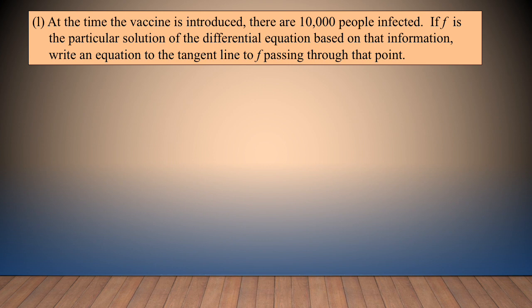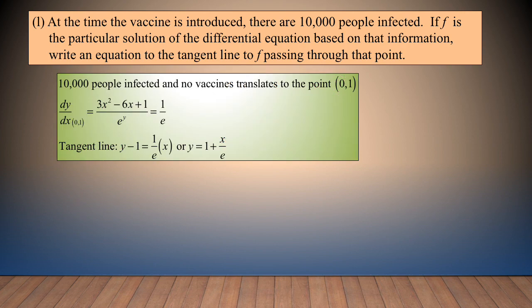Question L reads, at the time the vaccine is introduced, there are 10,000 people infected. If F is the particular solution to the differential equation based on that information, write an equation to the tangent line to F, passing through that point. 10,000 people infected with no vaccines translates to the point (0,1). So dy/dx at the point (0,1) is (3x squared minus 6x plus 1) over e to the y, which turns out to be 1 over e. So the tangent line is y minus 1 is equal to 1 over e times x, or y is equal to 1 plus x over e.